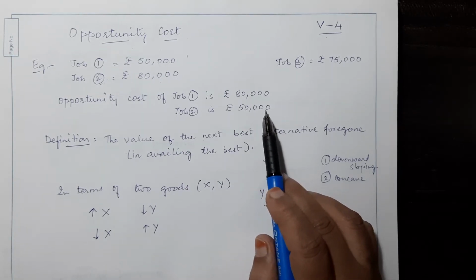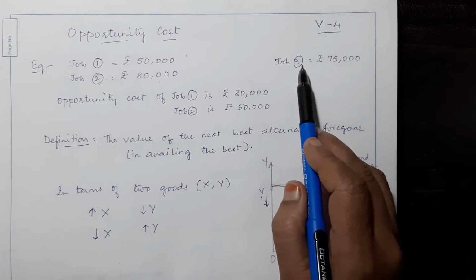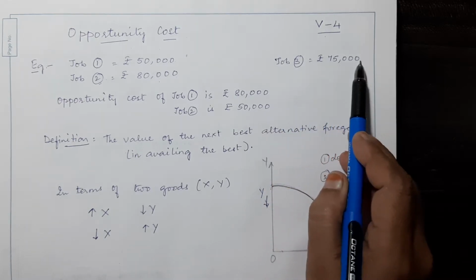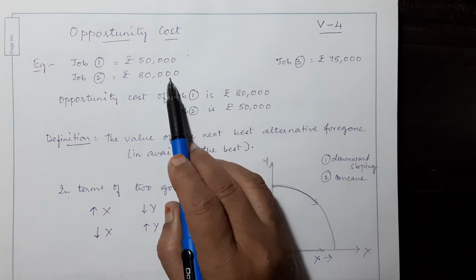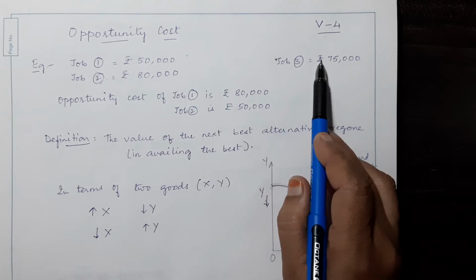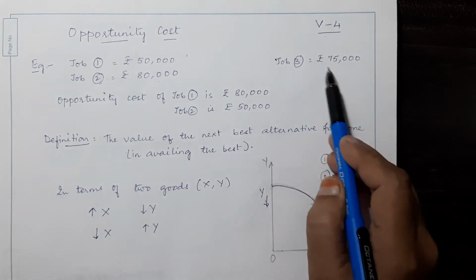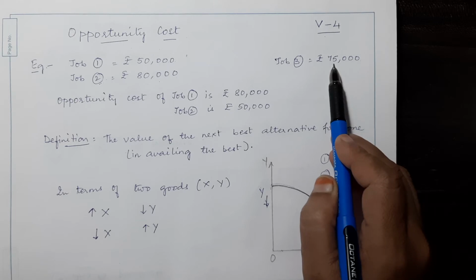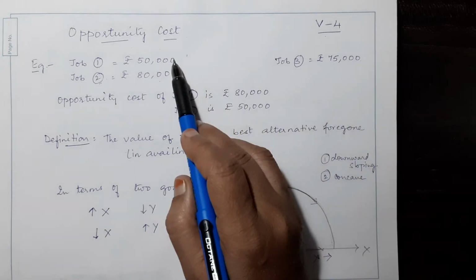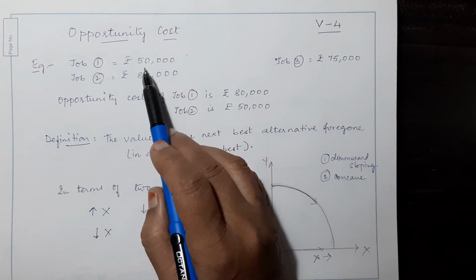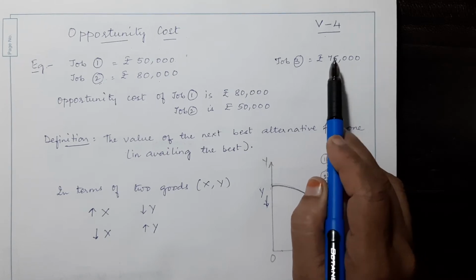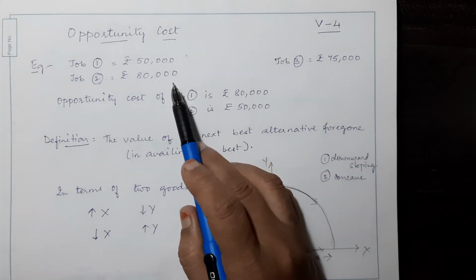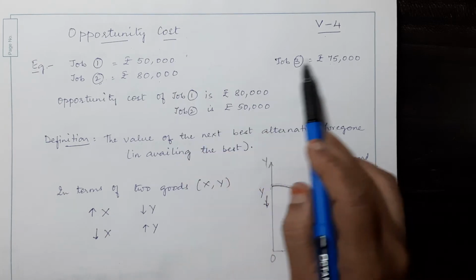Let us say you have another offer of job 3 which offers 75,000 rupees. Then what is the opportunity cost of job 2? Is it 50,000 or 75,000? It will be 75,000 because this 75,000 is the next best alternative. If you choose job 2, then you have 50,000 here and 75,000 here. Which is the best alternative? 75,000. So the opportunity cost of job 2 will be 75,000 now.